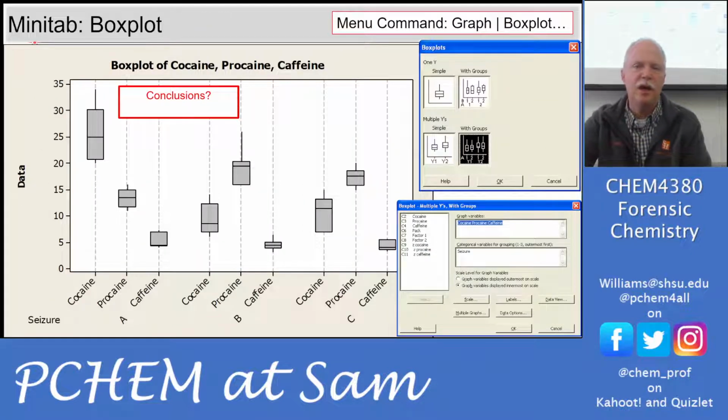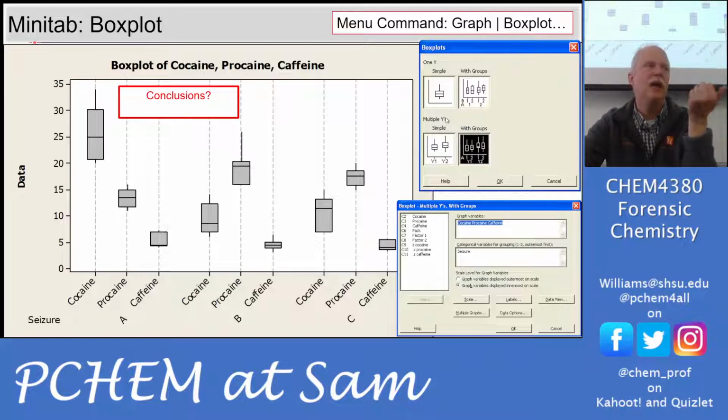Okay, so here's a box plot of the same data. If you go to graph, box plot, you get this option. If you have just one Y, so just one variable, you can do a simple plot or with groups. If you have multiple Ys, you do simple with groups. And we have multiple Ys because we have cocaine concentration, procaine concentration, and caffeine concentration. So we have multiple Y variables.